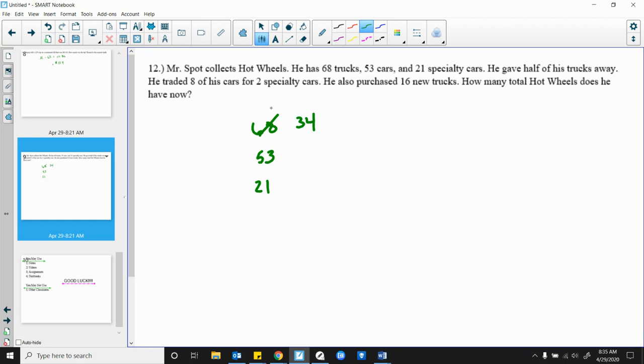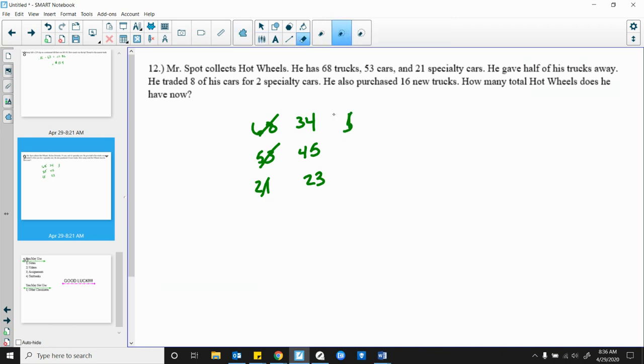And then it says I traded. I gave half of my trucks away. So there we go. I traded 8 of my cars. So I gave him 8 of my cars. So now my cars are down to 45. And I got 2 specialty cars. So now this goes up to 23. And then to finish it out, I purchased 16 new trucks. So this 34 now becomes 50.